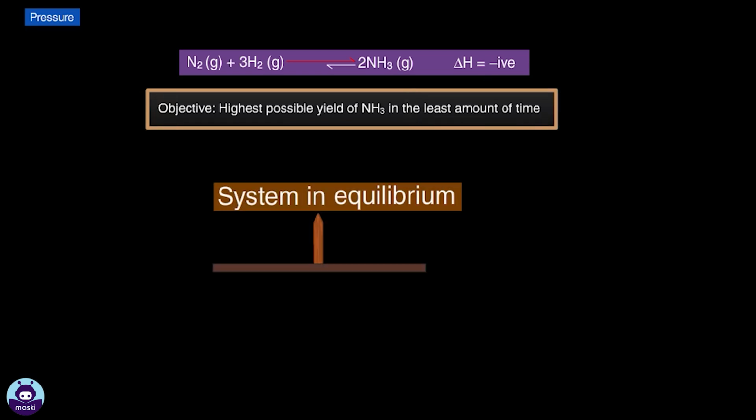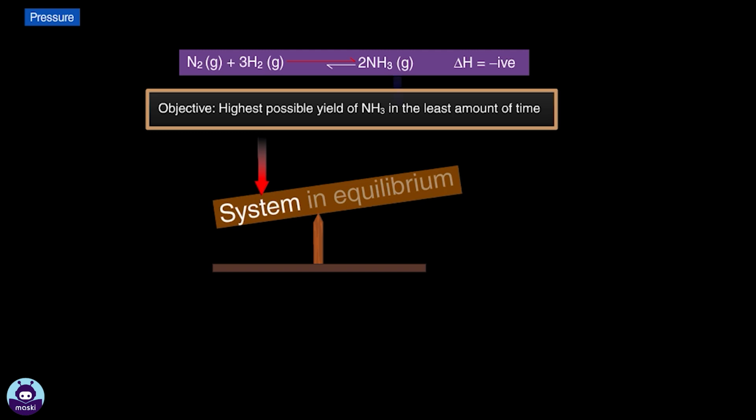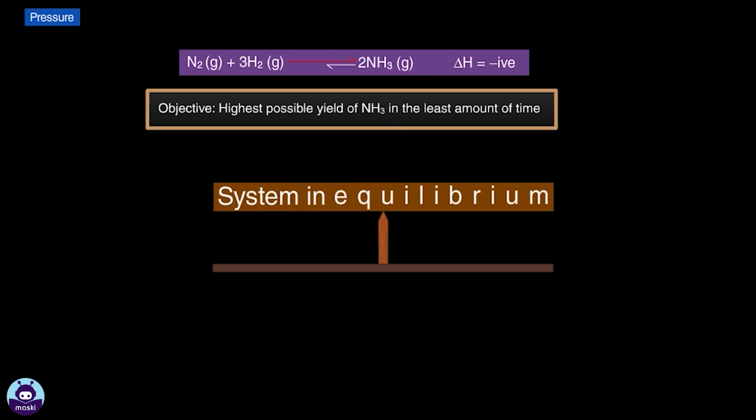The pressure that is applied in the industrial process is 200 times the atmospheric pressure. Further increase makes the cost greater than the financial gain from the higher yield of ammonia.